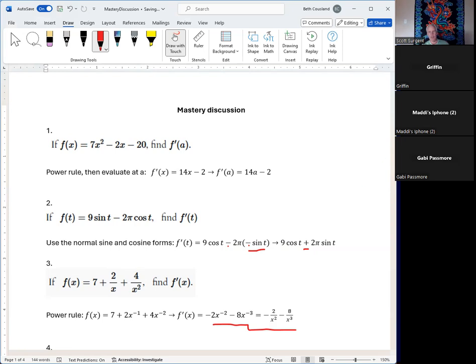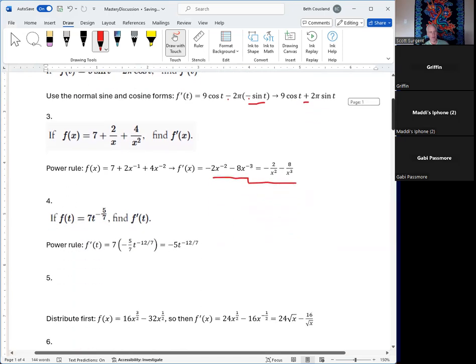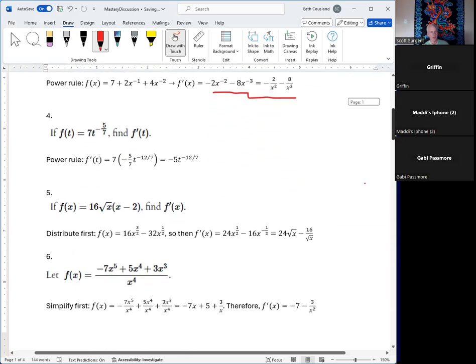Any questions on the first three? All right, let's move along. Let's look at 4, 5, and 6.